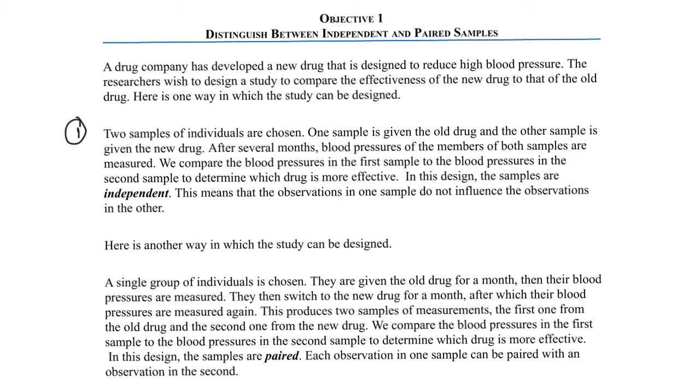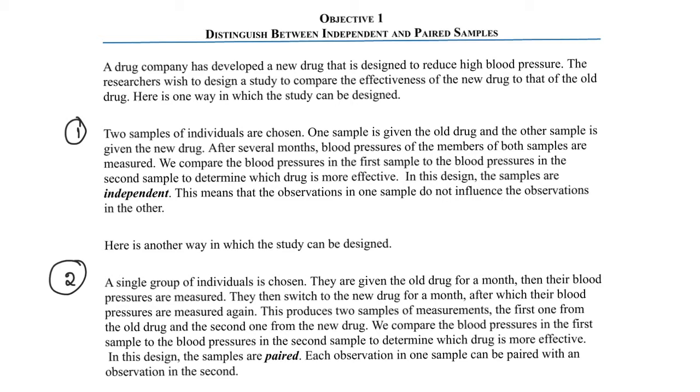One way is that two samples of individuals are chosen. One sample is given the old drug and the other sample is given the new drug. After several months, the blood pressure of the members of both samples is measured. We compare the blood pressure in the first sample to the blood pressure in the second sample to determine which drug is more effective. In this design, the samples are independent. This means the observations in one sample do not influence the observations in the other one.